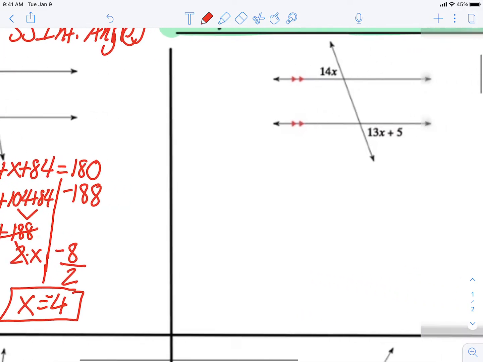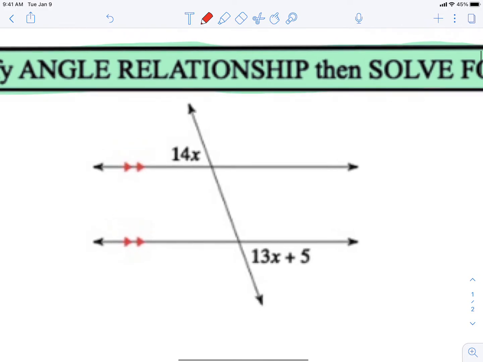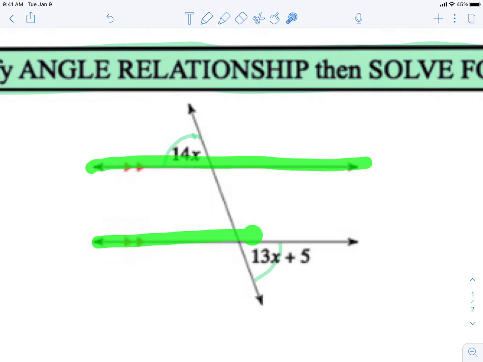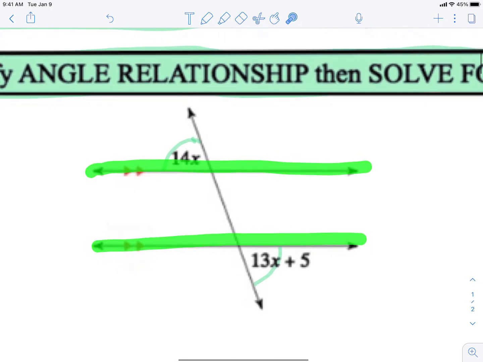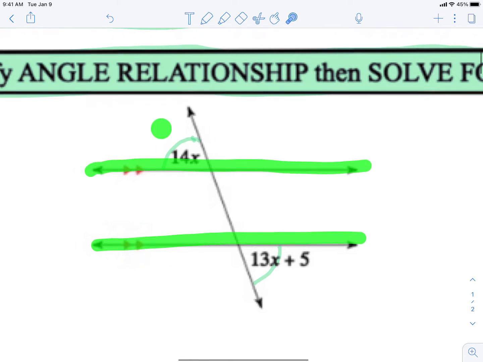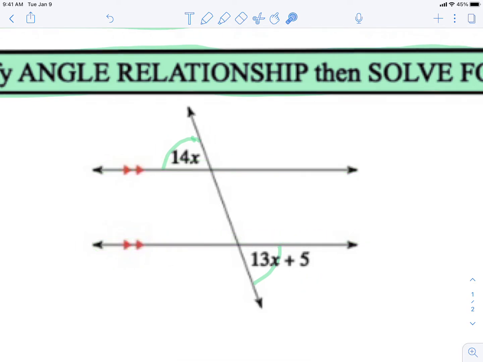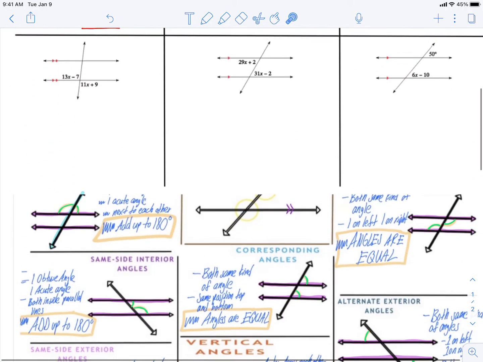All right. Next one here. So let's see what we have here. So we have an angle here, and we have an angle here. So let's see. So these are, look, both outside the parallel lines. Outside, outside. And the transversal, one is on the left and one is on the right. So let's see what we have here.